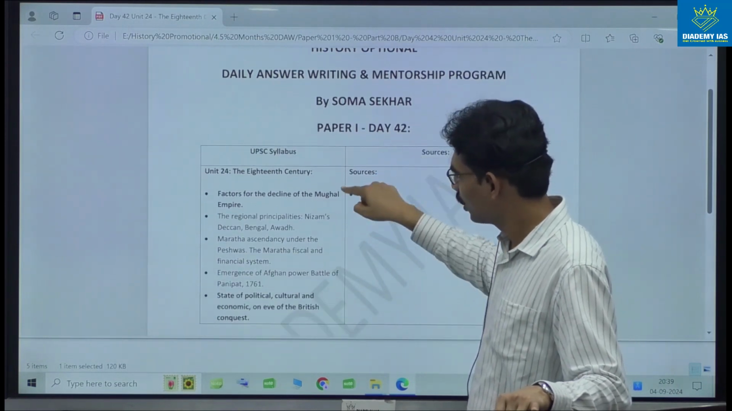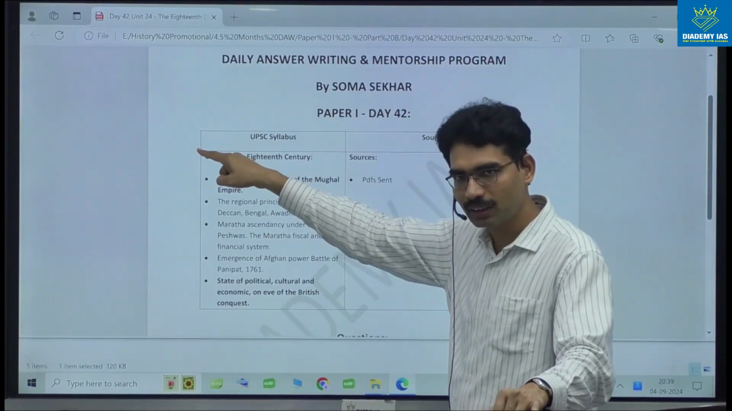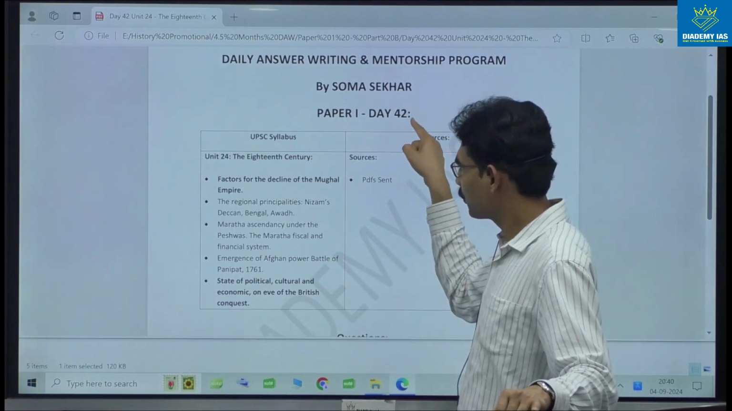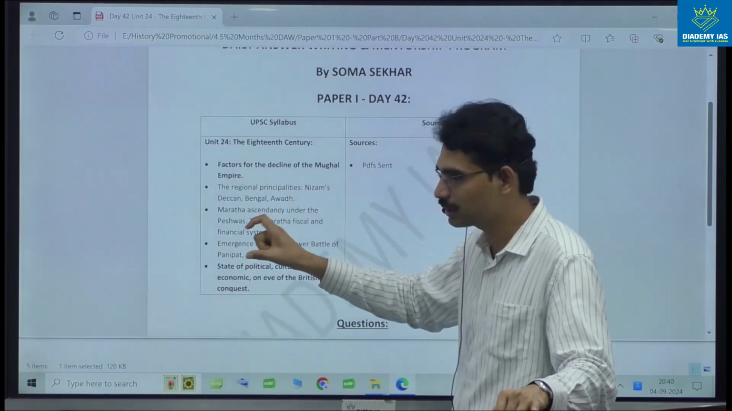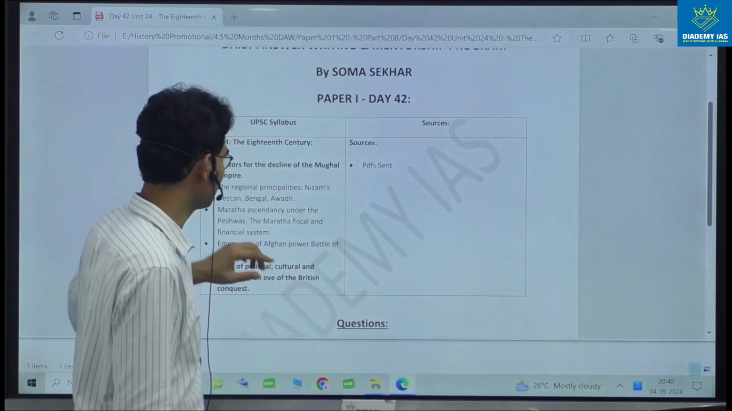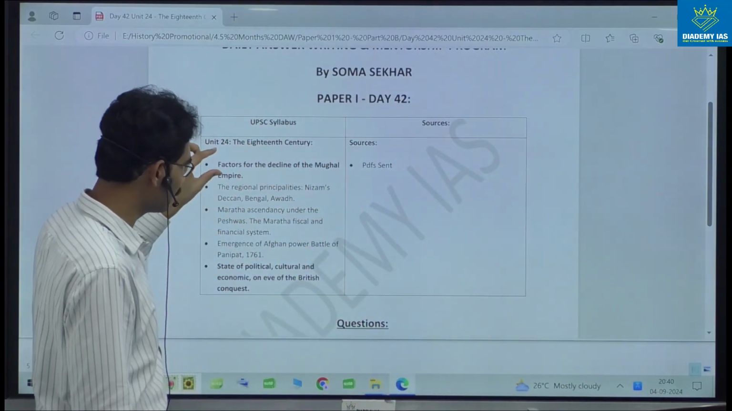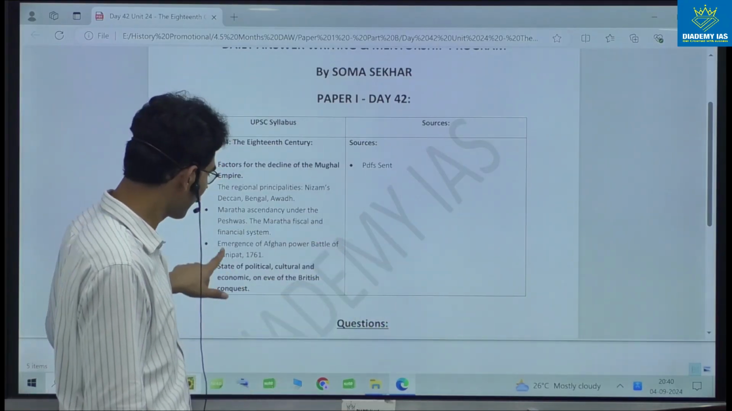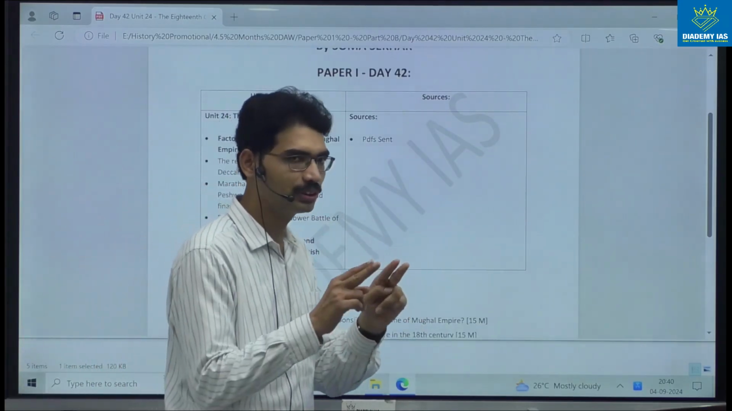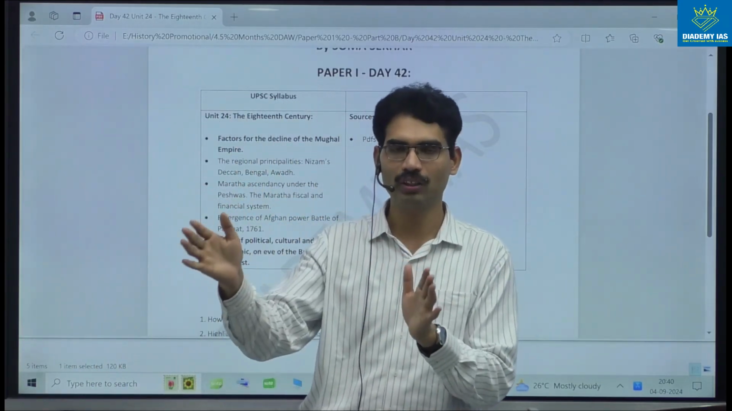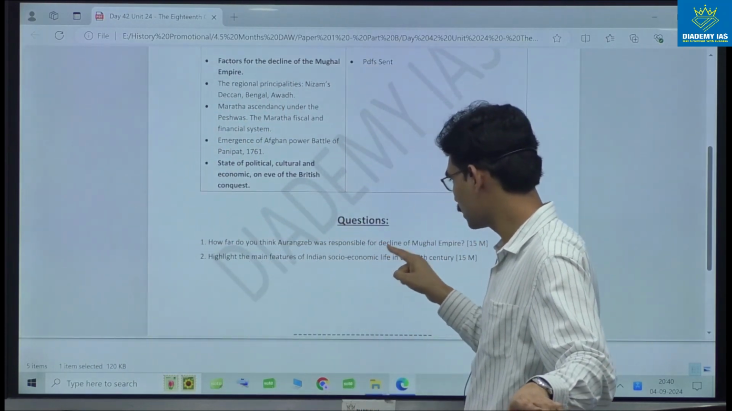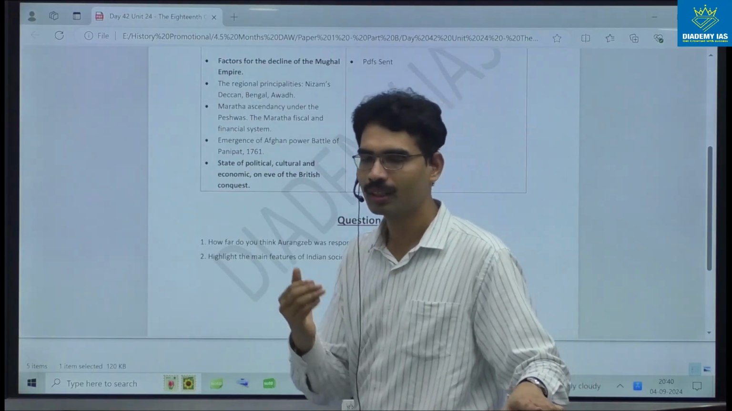In this day, the unit as per the UPSC syllabus is Unit 24, the 18th century. For day 42, I highlight which topics we are going to answer, which you are going to study and need to answer. Factors for the decline of the Mughal Empire is a topic you will cover this day, along with the state of political, cultural and economic affairs on the eve of British conquest. You have to write these 2 answers. The question: how far do you think Aurangzeb was responsible for the decline of the Mughal Empire?